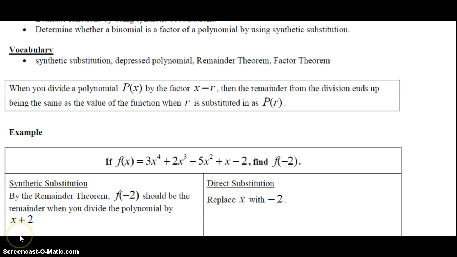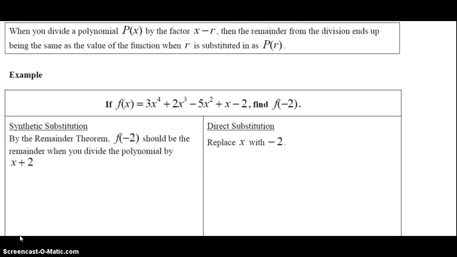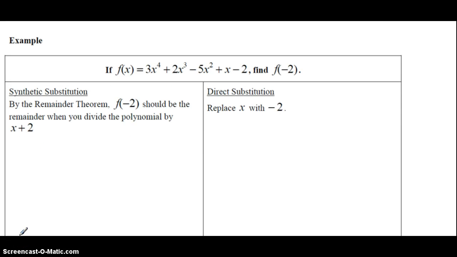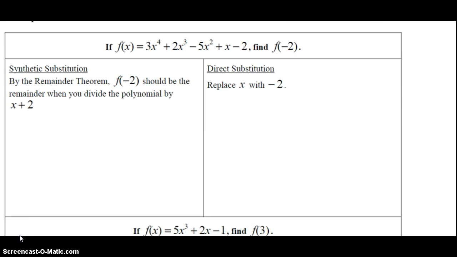So if f of x is equal to 3x to the fourth plus 2x cubed minus 5x squared plus x minus 2, find f of negative 2. I want you to do the direct substitution part first. So what you're going to do is take that polynomial and plug in negative 2 for x. When you have finished doing that and you have a value, turn the video back on.